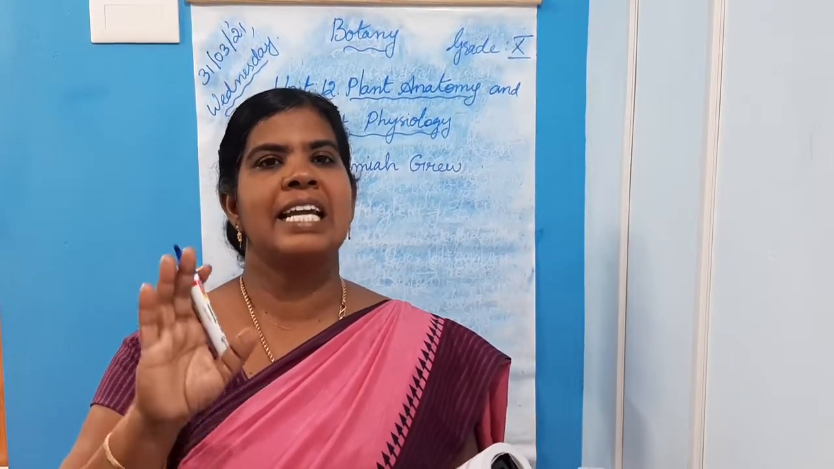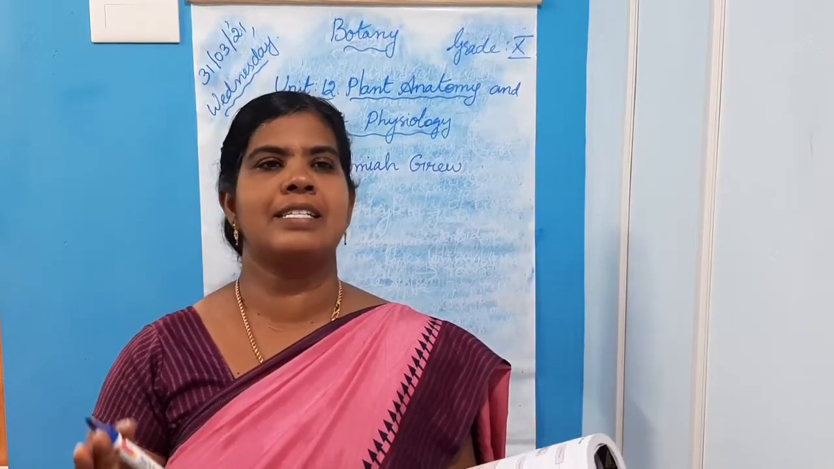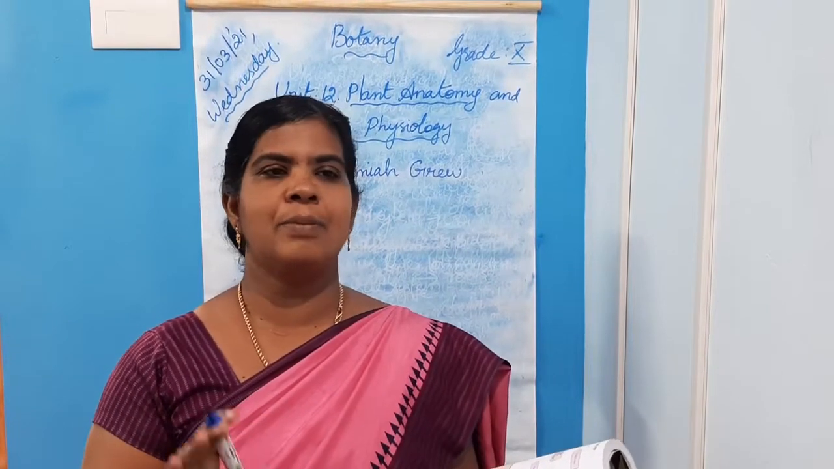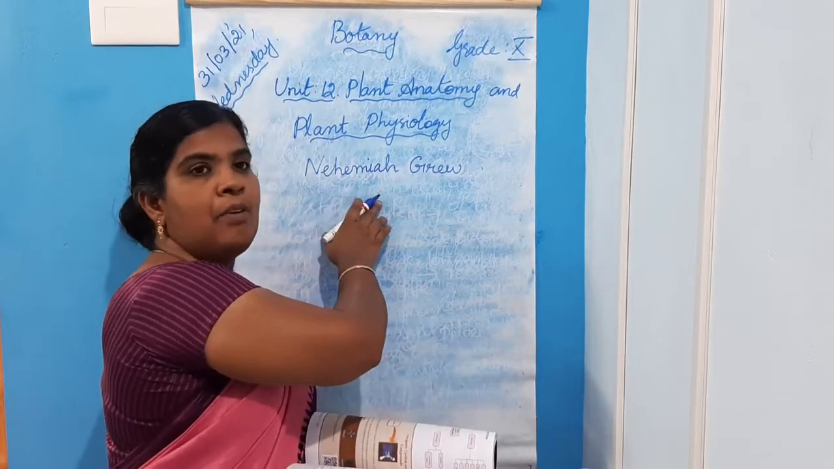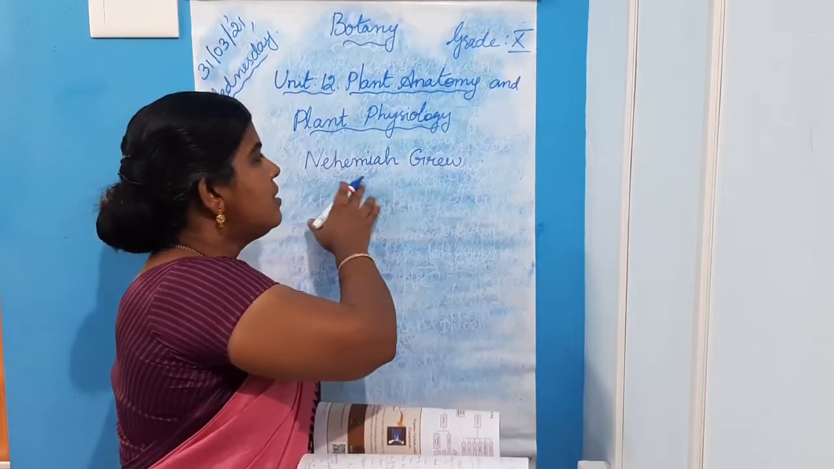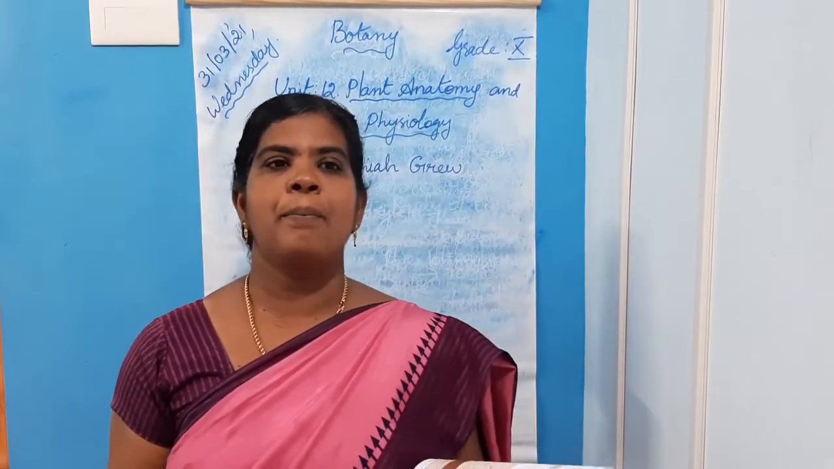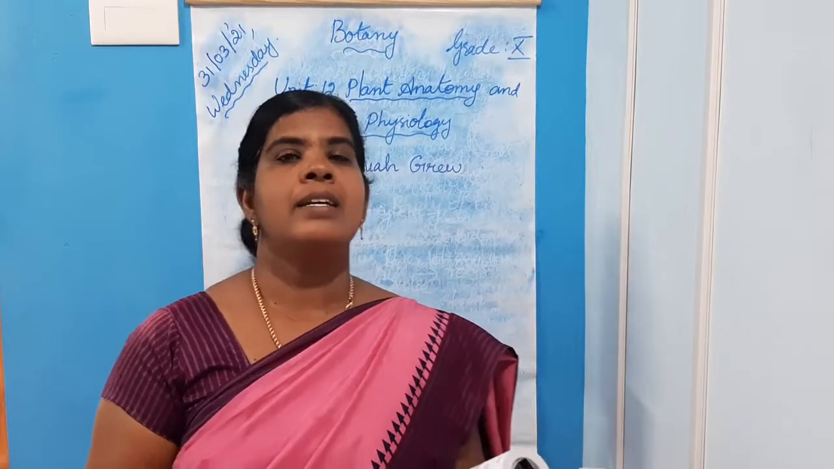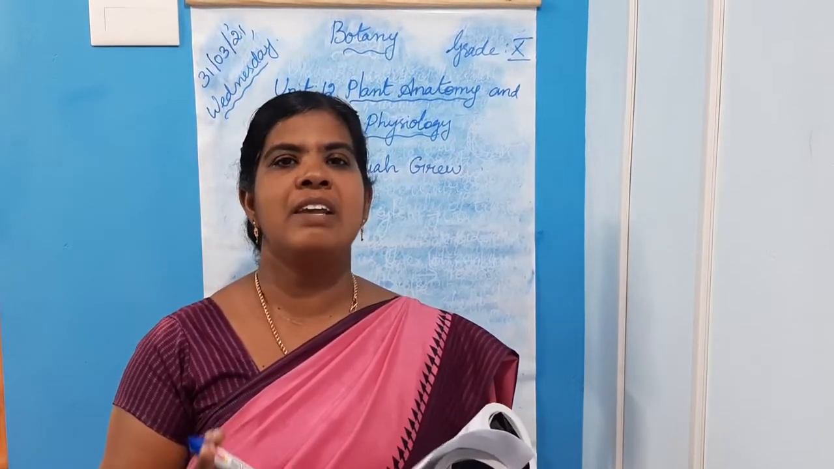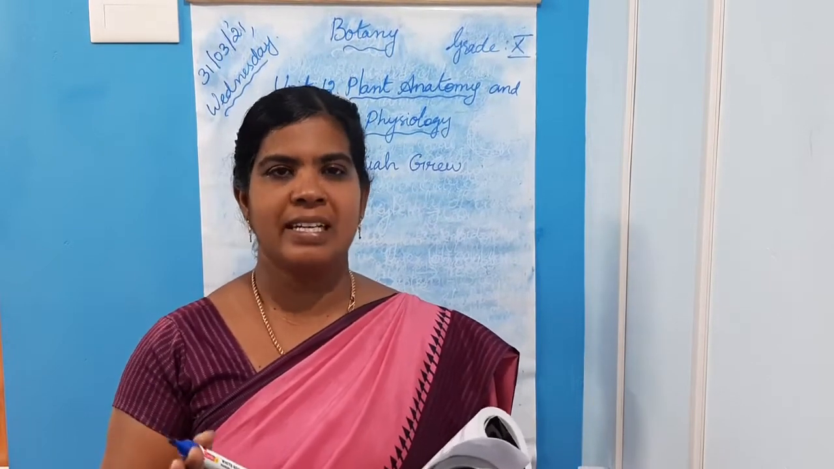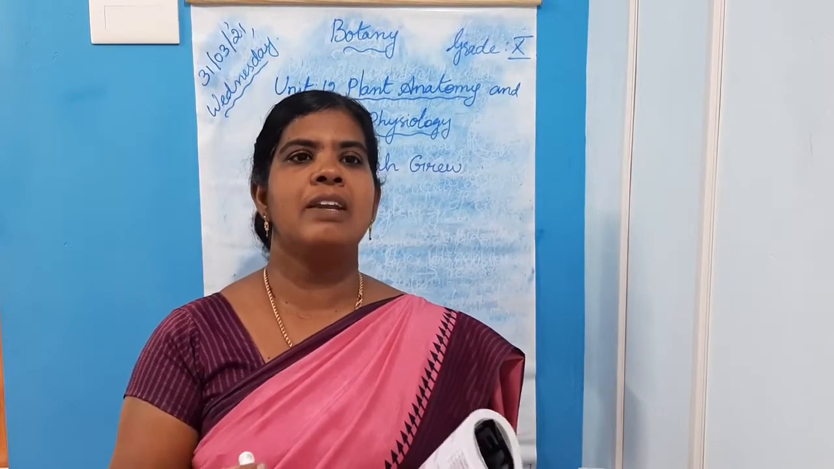Nehemiah Grew was an English physician. The first account of internal structure of plants was published by this English physician. The name of the English physician was Nehemiah Grew. He was called the father of plant anatomy. Okay. Next, which is the structural and functional unit of all living organisms? Cell. Cell is the structural and functional unit of all living organisms.